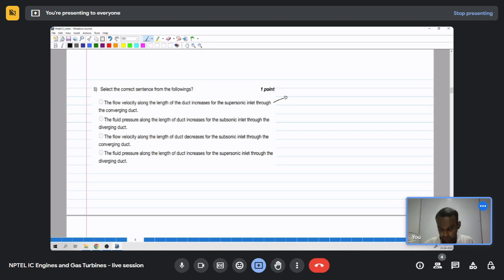So maybe you can start writing in terms of variables. The flow velocity along the length increases, so that means V2 is greater than V1 for Mach number greater than 1 through diverging duct. In diverging duct means A2 is greater than A1. So when Mach number is greater than 1, diverging duct will act as a nozzle.